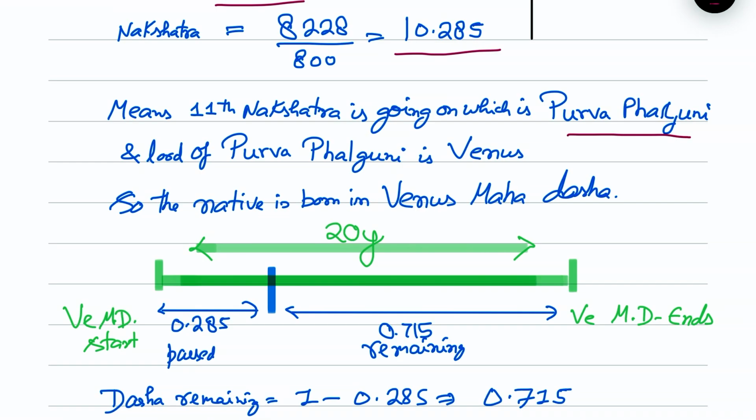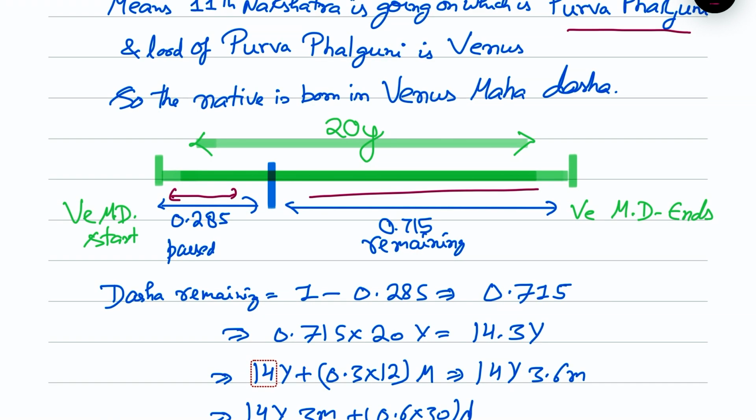The span of Venus Mahadasha is 20 years. This much has passed and this much is remaining. So 1 minus 0.285 is equal to 0.715. Whatever value we get, we multiply by the Mahadasha duration given by Maharishi Parashar. So we multiply by 20, and it gives 14.3 years.